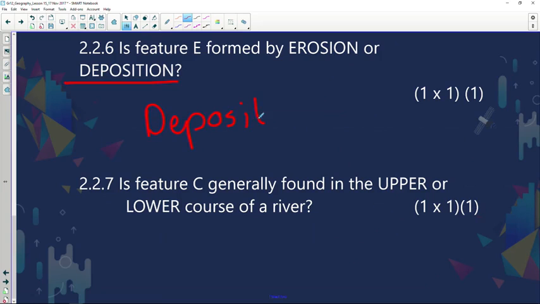There's no erosion taking place in the lower course. Is feature C generally found in the upper or the lower course of the river? And that will definitely be the lower course, like I just explained.